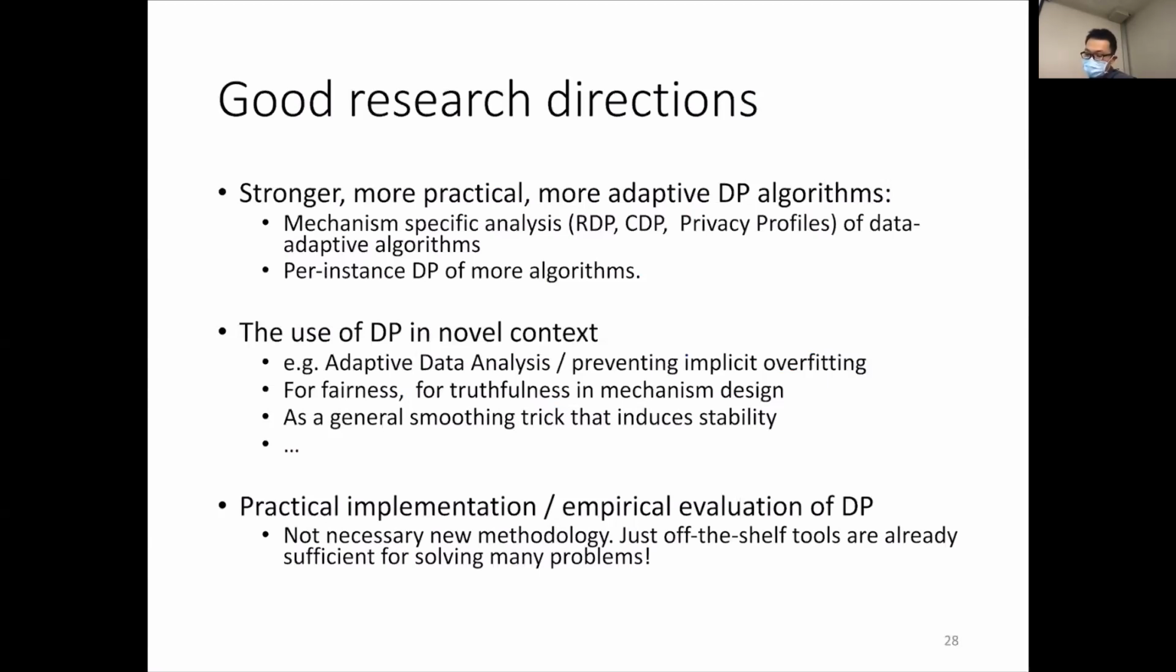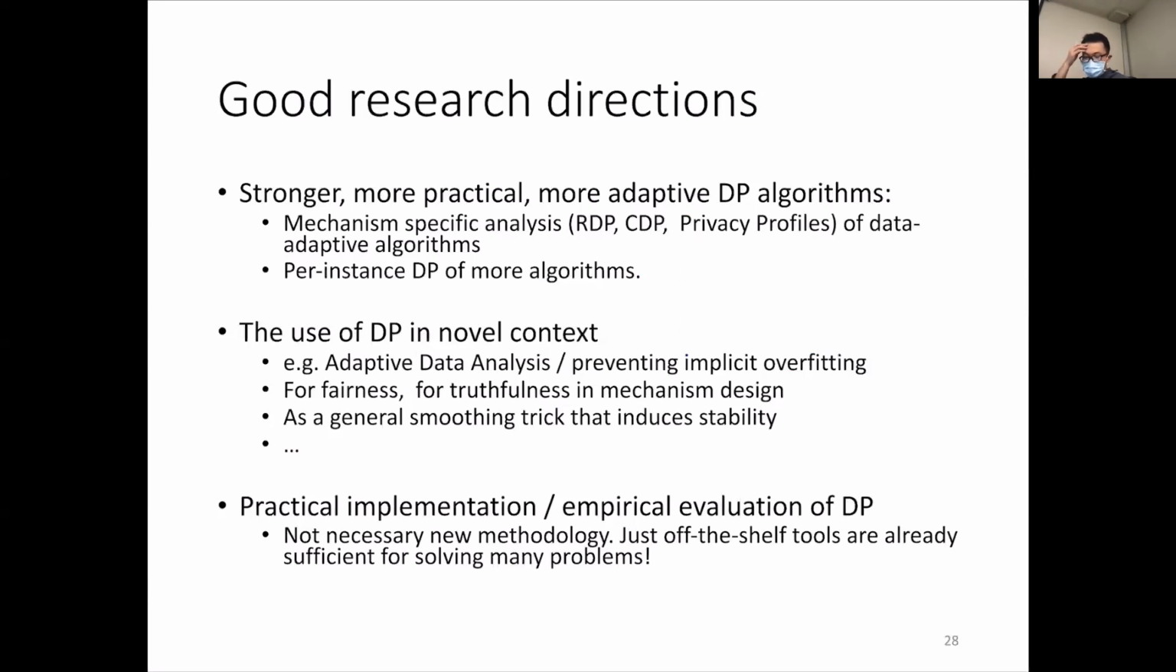And if you're interested in continuing with what you have learned in this course and doing some research on it, here are some suggestions. Coming up with stronger and more practical algorithms and more data adaptive algorithms seems to be a good recipe. And I guess combining the data dependent analysis with mechanism specific analysis, right? So doing Renyi differential privacy or concentrated differential privacy for methods like propose-test-release. These are still pretty open, and there are many opportunities here to improve your DP algorithm.